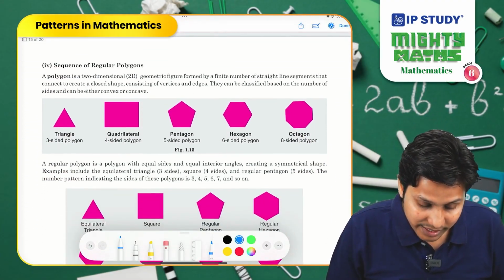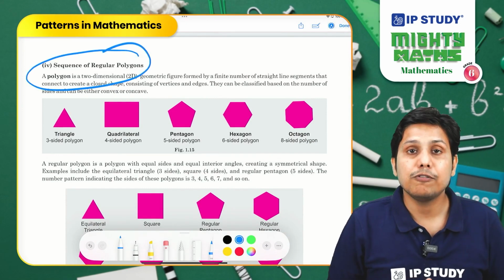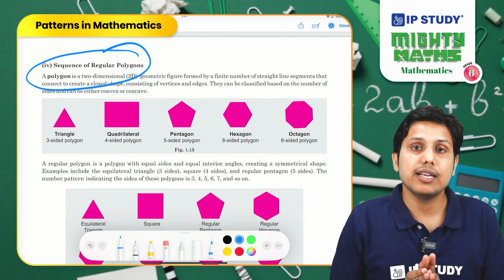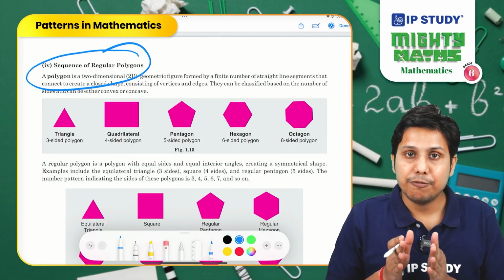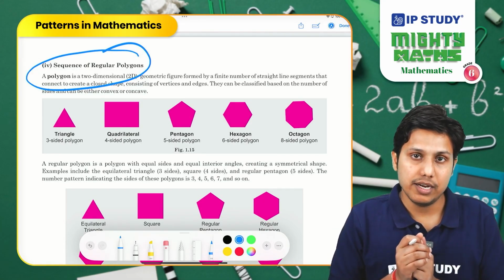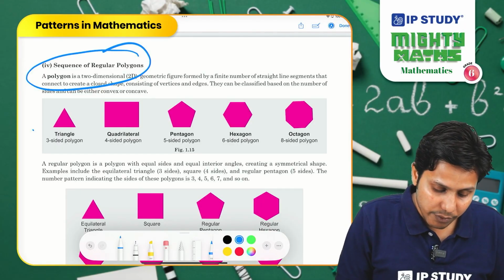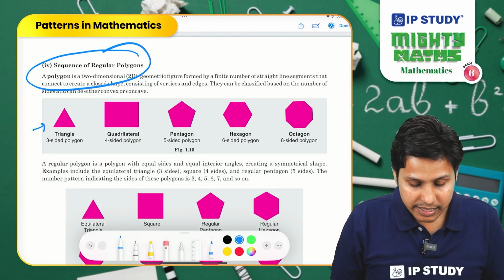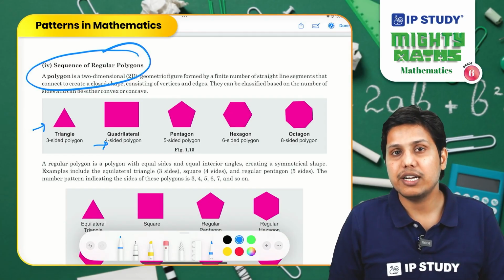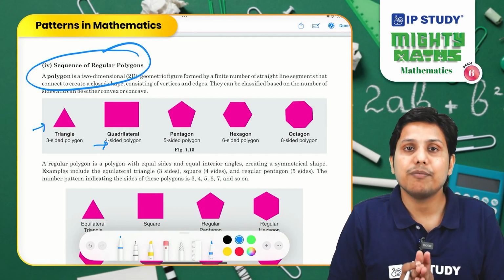Now the next sequence is the sequence of regular polygons. First of all, what is a polygon? A polygon is a figure made up of only line segments, and it must be a closed figure. So the smallest or the first polygon is a triangle, which is made up of 3 sides. Then we have the 4-sided polygon, quadrilateral. All of these figures you have already understood in the lower classes.